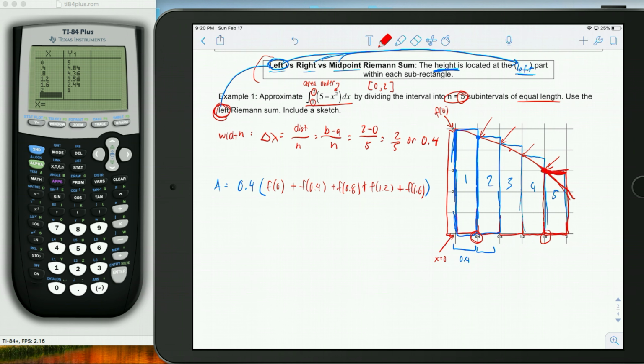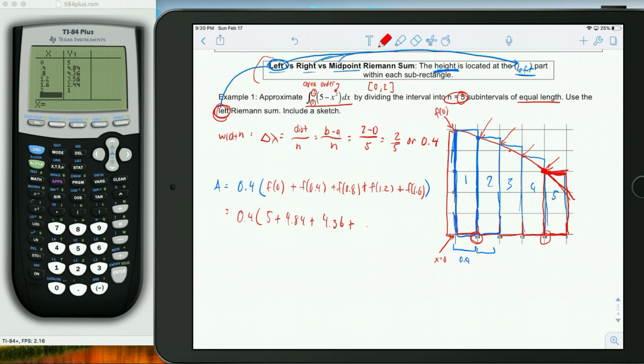And you can use the graphing calculator to do 0.4 times, f of 0 is 5, plus 4.84, plus 4.36, plus 3.56, plus 2.44. And you will get an answer of 8.08.